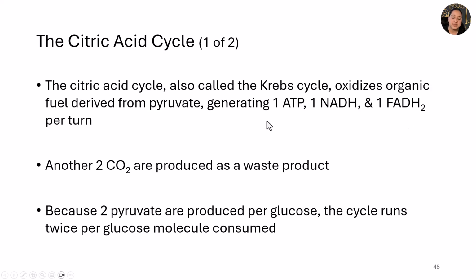In doing this, it makes ATP, NADH, and FADH2, which is also an electron carrier. And another 2 carbon dioxide molecules are also produced as a waste product. This happens 1 cycle per pyruvate. Because 2 pyruvate molecules are made per glucose molecule, the cycle runs twice. Anytime that you break down 1 molecule of glucose, you have to run the cycle twice, because that makes 2 molecules of pyruvate.